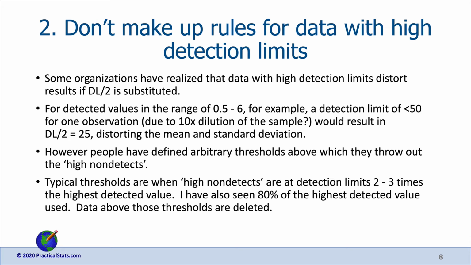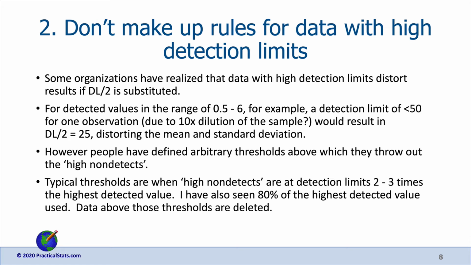So for detected values in the range of about 0.5 to 6, for example, so that's where your detects are, with the highest detect being at 6, and all of a sudden you have a detection limit of less than 50, probably because one sample was diluted 10 times because of matrix effects or something like that. If you stick in 1/2 the detection limit, that one observation has 25, and that's going to dominate the computation of the mean, distorting it, inflating it. The mean will probably be far above 6, the highest value that is a detect. The standard deviation will probably be huge. So you don't want to do this.